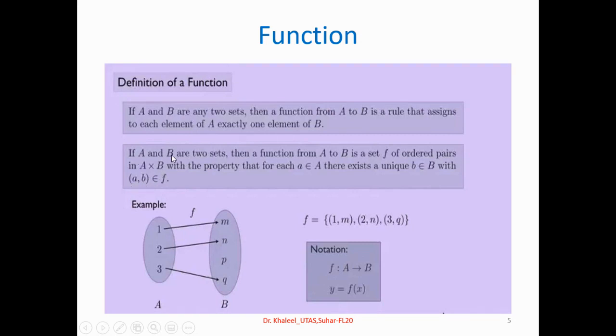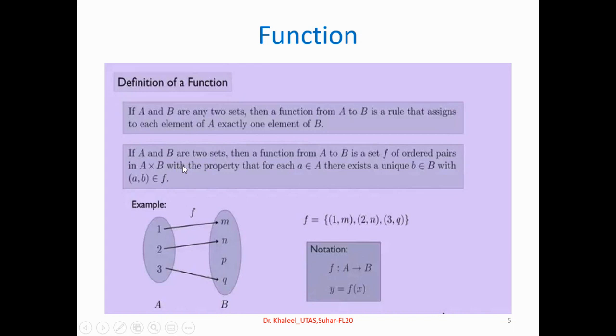So A and B are two sets. A function from the set A to B is a set F of ordered pairs in A cross B, that is, the Cartesian product of the two sets, such that for each a belonging to A, there exists a unique b belonging to B. Unique means only one. That means (a, b) must be in F.